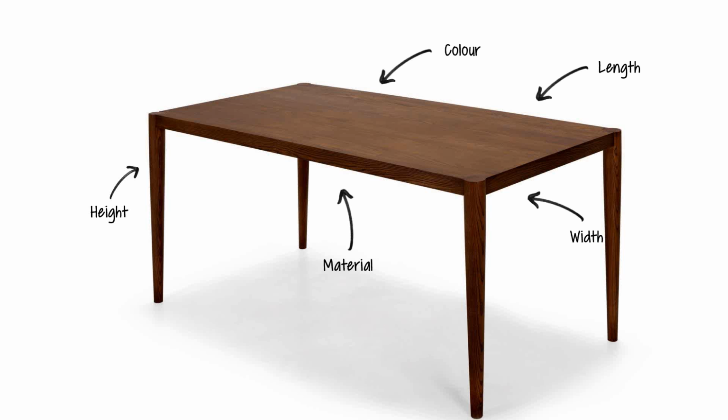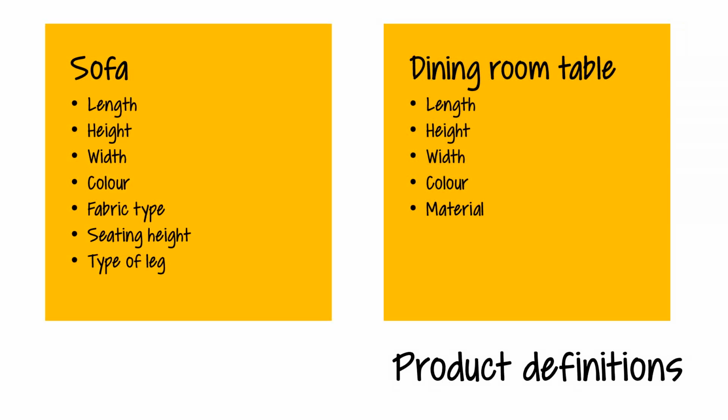Now this is where the concept of a product definition is important, because although we could try to create one big product definition containing all the properties of all the products we sell, it's much better to create separate product definitions for each particular type of product. So in this case, we could have two product definitions, one for a sofa and one for a dining room table.